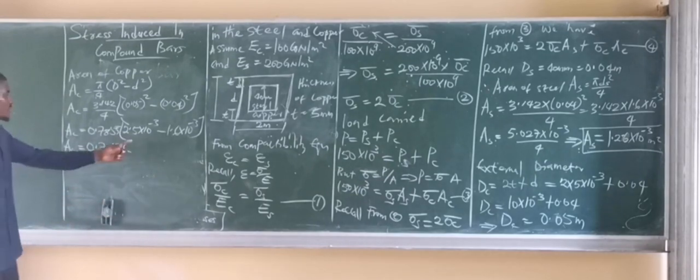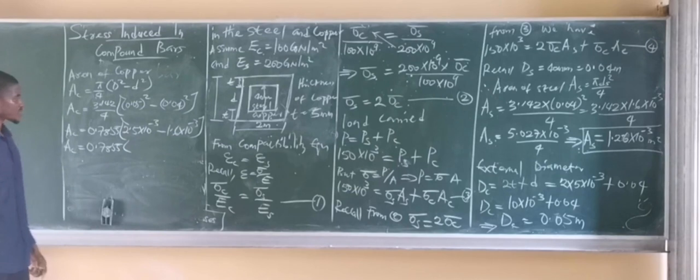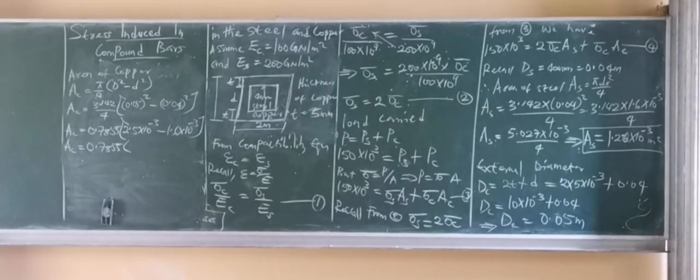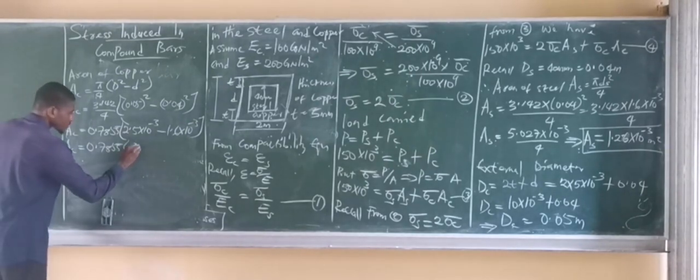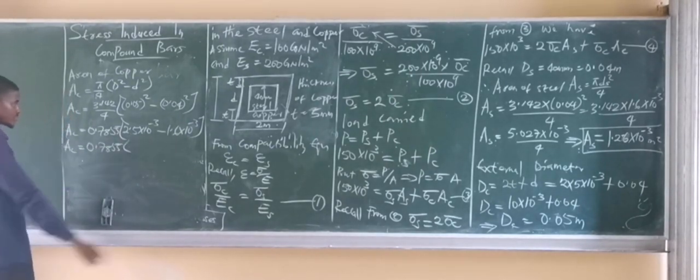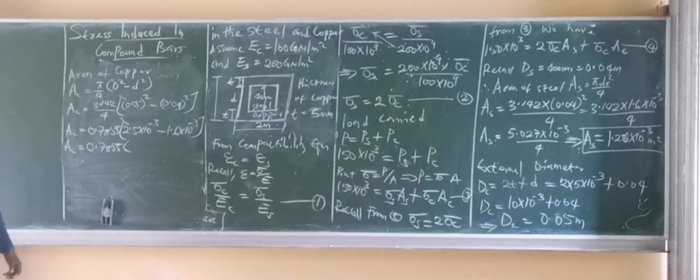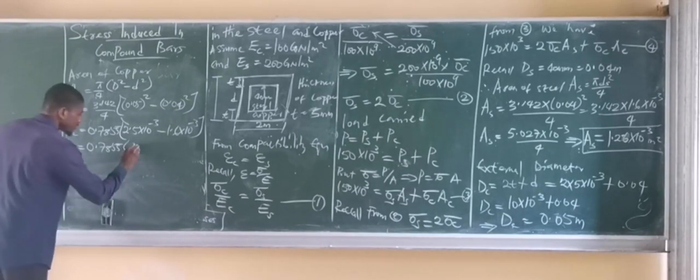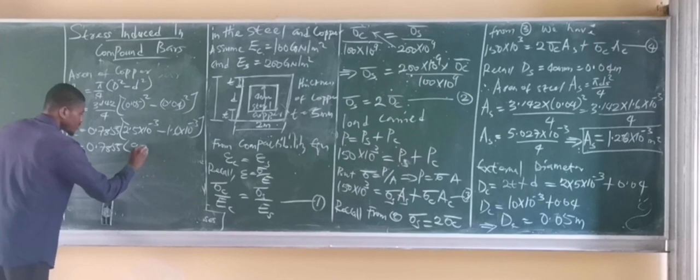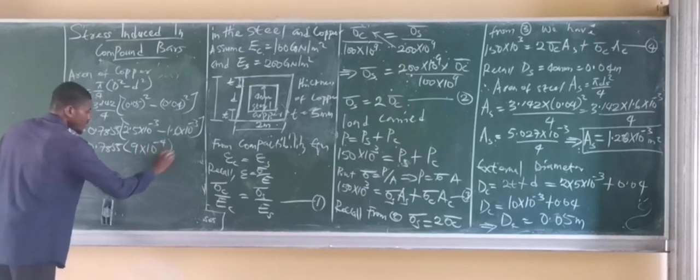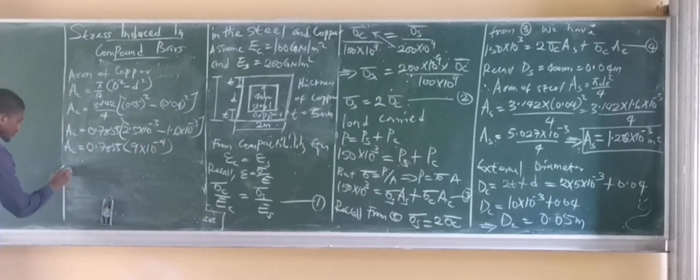2.5 times 10 to the minus 3 minus 1.6 times 10 to the minus 3 gives 9 times 10 to the minus 4. Check it again. Yes, the value is 9 times 10 to the minus 4. So multiply by this value.